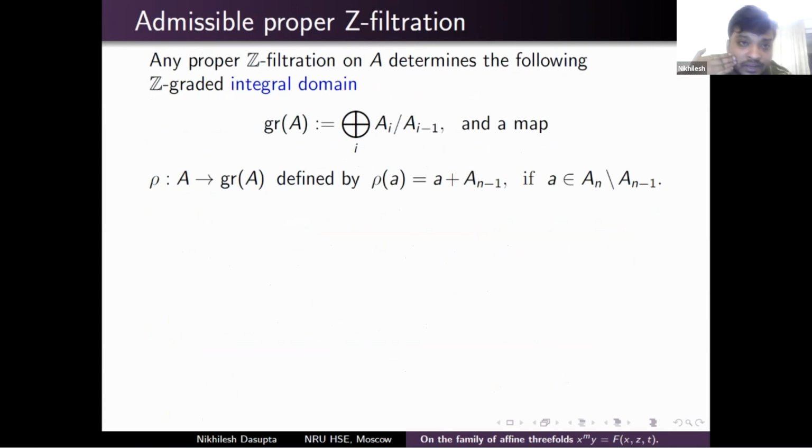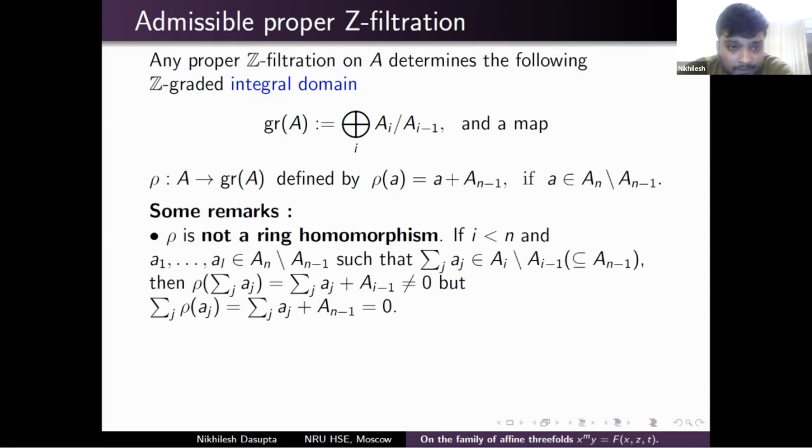But now we will keep in mind our filtration is proper, and what extra thing comes in when it is admissible. Any proper Z filtration will define a Z-graded integral domain, because it is proper: GR(A) = the sum of A_i mod A_{i-1}, and the usual map rho going from A to GR(A), defined by rho(a) = a + A_{n-1}.